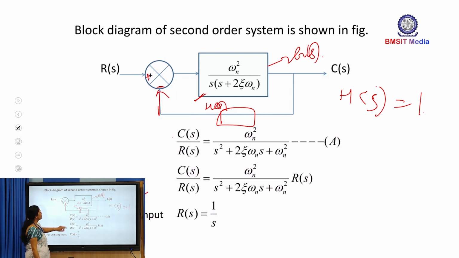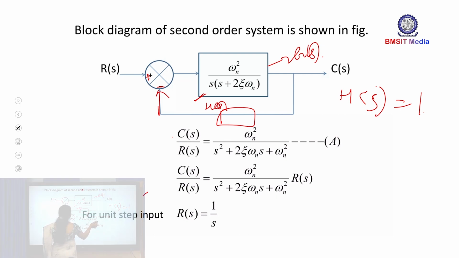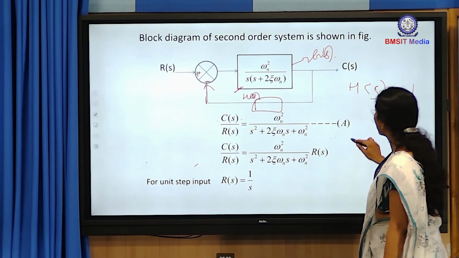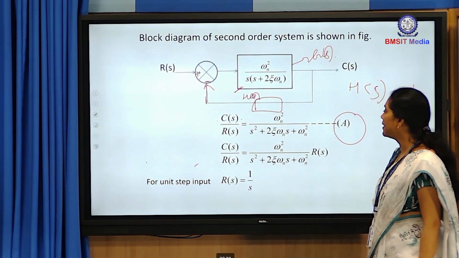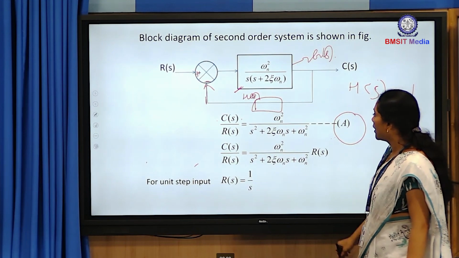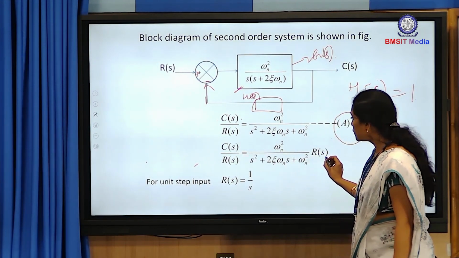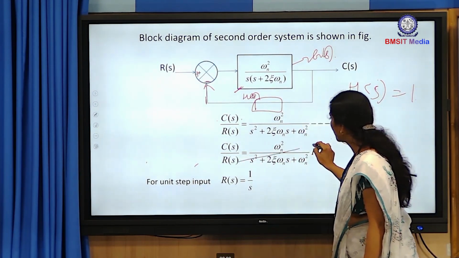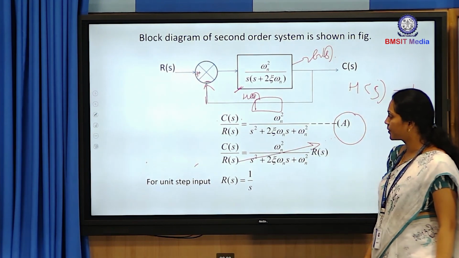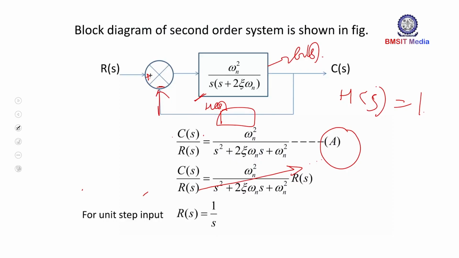Now, how do I write output divided by input? My output divided by input will be omega n square divided by s square plus 2 zeta omega n s plus omega n square. This will be my C of s divided by R of s, and I call this equation A. Now, if I want only the value of C of s, I am going to bring R of s to this side.